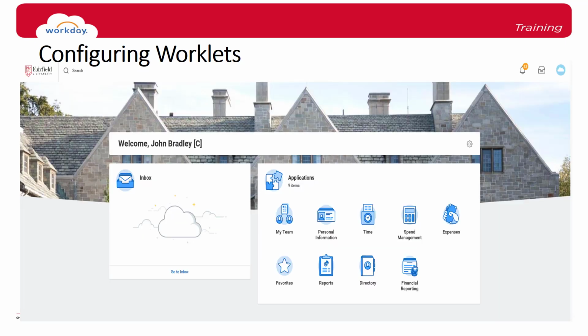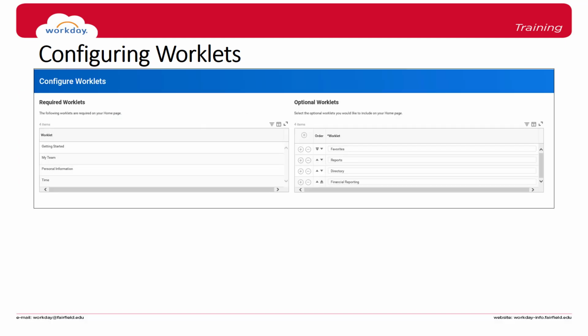To add, remove, or change the order of the worklets in your home page's Applications pane, click on the gear that appears above that pane. Required worklets are listed on the left of the Configure Worklets window. You can customize the optional worklets on the right.